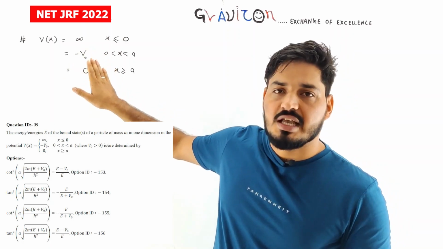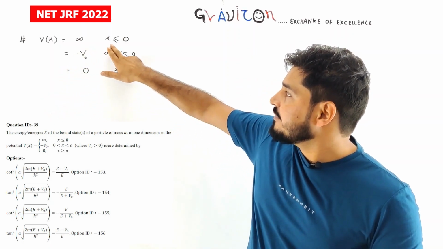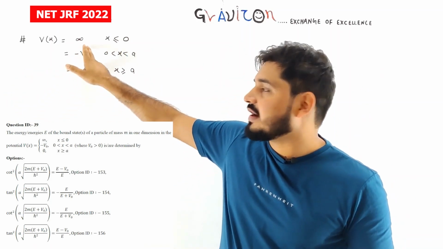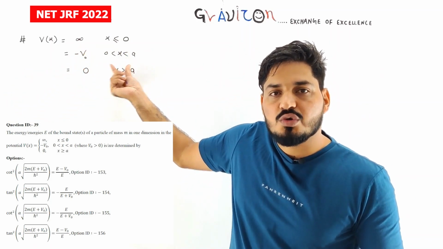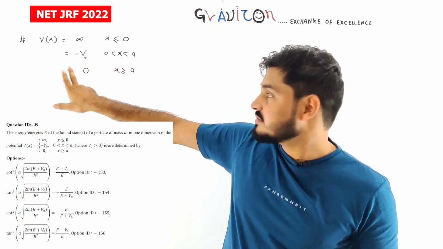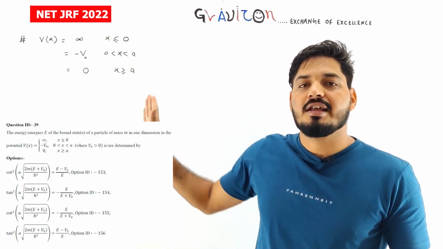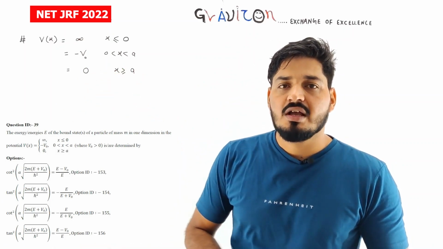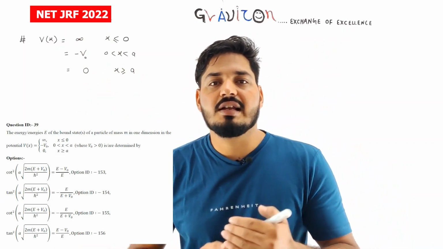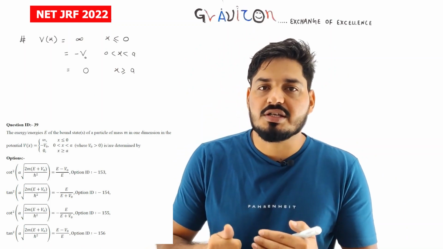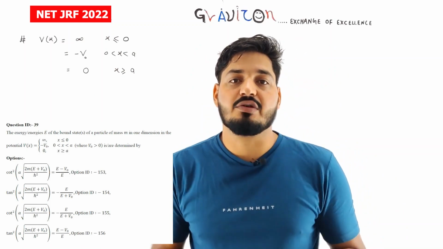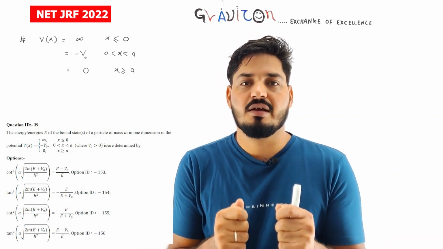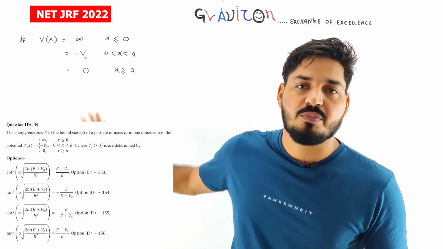This is a kind of semi-infinite potential. Here you can see at x equals 0 and less than 0, potential is infinite, and in between 0 to a, the potential is minus V naught, and greater than a, the potential is 0. So this is the potential, and we need to calculate the relationship between energy and potential for the bound state of the particle, right? We need to calculate the bound state for the particle in this kind of potential.